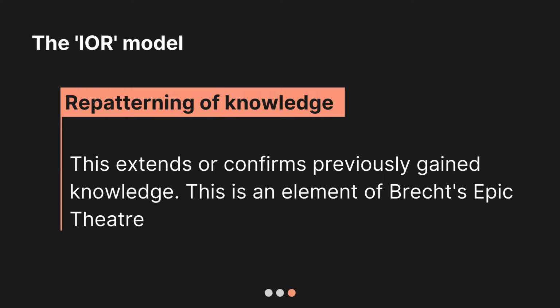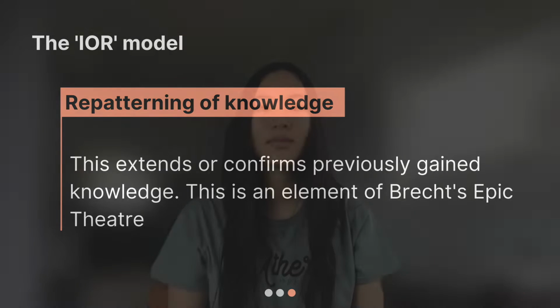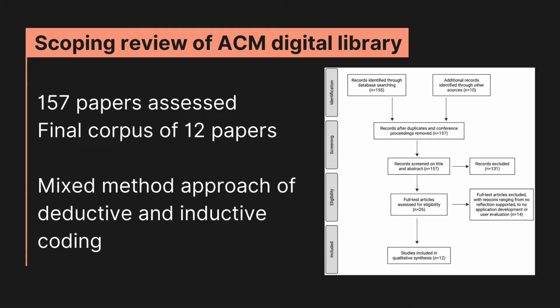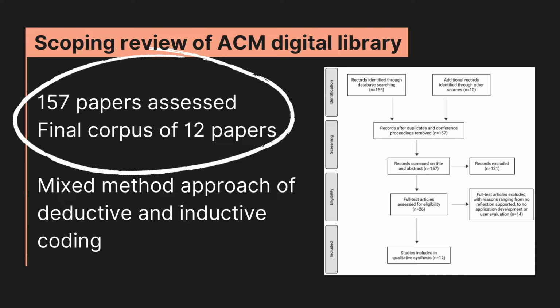Finally, we have the repatterning of knowledge, which provides opportunities for the extension or confirmation of previously gained knowledge. This represents familiar subjects in the scene to create new insights and again is rooted in the Brechtian theatre. To answer our research questions and to test the conceptual model, we conducted a scoping review of the ACM digital library. We assessed 157 articles, leaving a final corpus of 12 papers.